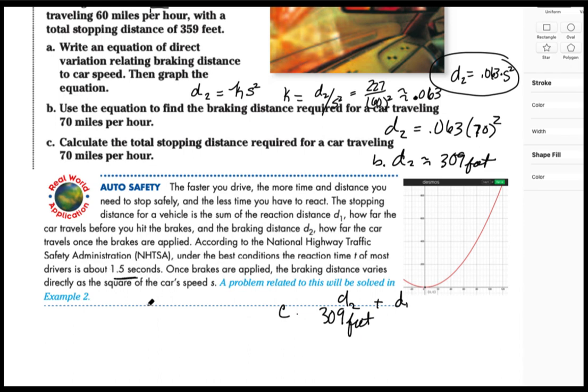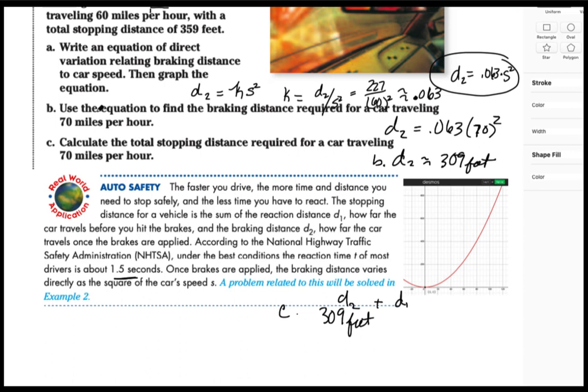So we have 1.5 seconds is going to be the time it takes for the driver in general to make the decision to stop and then actually stop, actually push the brakes. So what we'll do is we'll calculate that distance given that 1.5 second, I guess, pause.